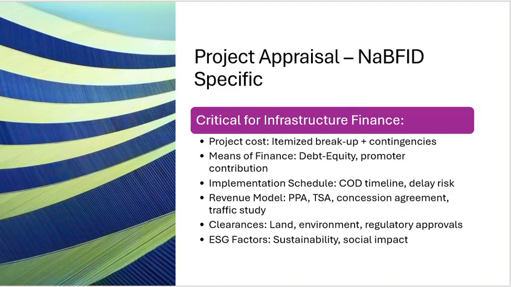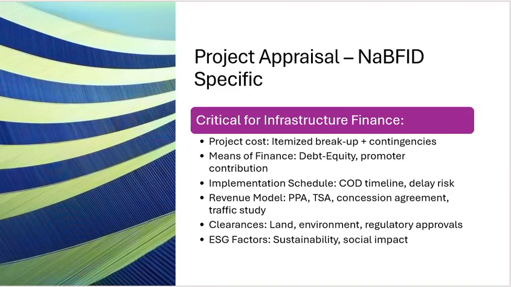Then we check the revenue model, where we check the power purchase agreement, the TSA, the concession agreement, the traffic study. We check the terms and conditions and the covenants written in the concession agreement or the tri-party agreement, and what is beneficial from the perspective of the lender. And we write down which assumptions are good and which are not good from the perspective of the lender, and we write that in the credit appraisal notes.